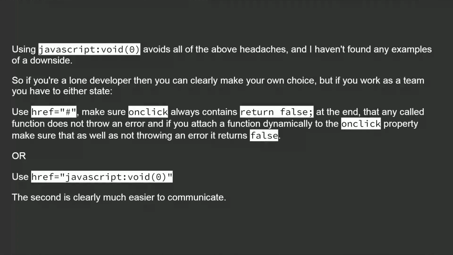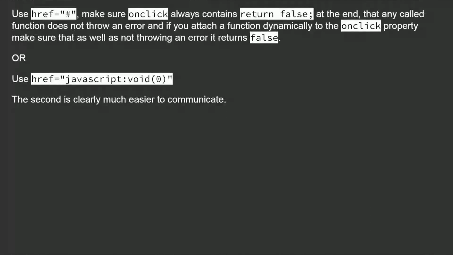So if you're a lone developer then you can clearly make your own choice, but if you work as a team you have to either state: use href equals hash, make sure onClick always contains return false at the end, that any called function does not throw an error, and if you attach a function dynamically to the onClick property make sure that as well as not throwing an error it returns false, or use href equals JavaScript void 0. The second is clearly much easier to communicate.